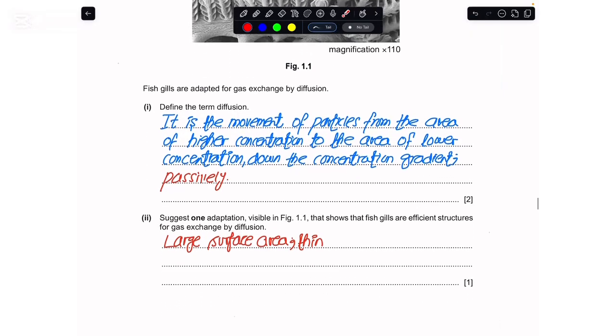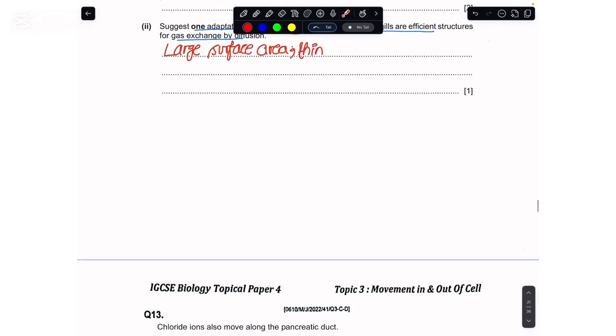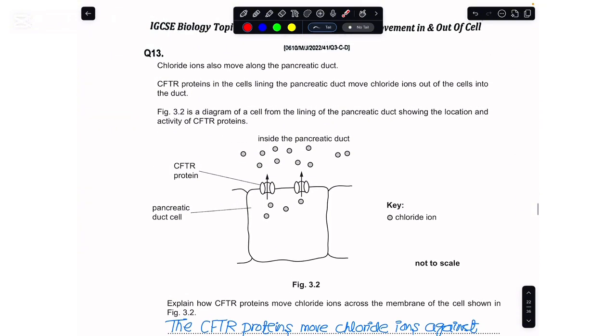Now, for 1 mark, they have asked that you suggest one adaptation which is visible in figure 1.1 that would show that the fish gills are efficient structures for gas exchange by diffusion. So either you could say that they have a large surface area, or you could say that these fish gills are thin. That would allow for the efficient exchange of gases by diffusion for these fish gills which they have shown us. Moving onward to this question number 13 that we have got.